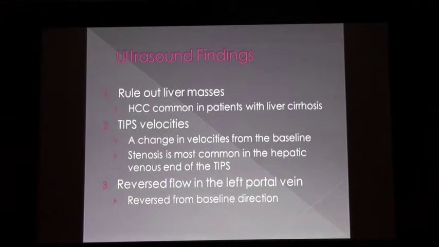So for what we're looking for on these ultrasounds, like I said, rule out liver masses. HCC is common in these patients with a history of liver cirrhosis. Evaluate the TIPS velocities, any change in the velocities from the baseline. Stenosis is most common at the hepatic venous end of the TIPS. Also look for reversal of flow in the left portal vein, a reversal from the baseline direction, so that baseline ultrasound that was done shortly after placement.